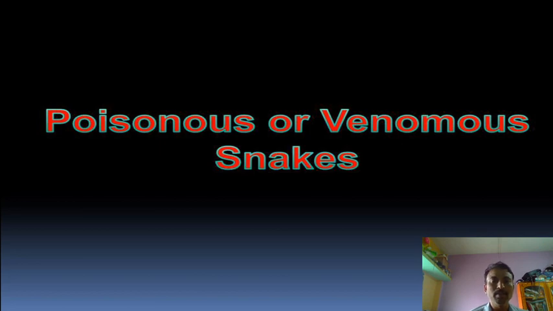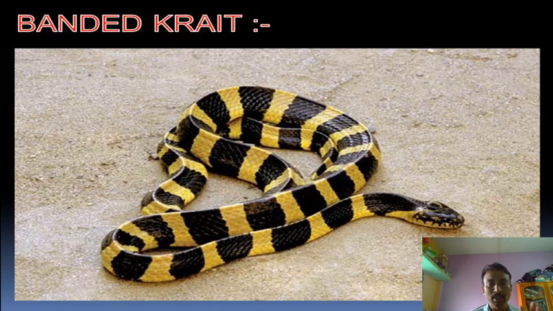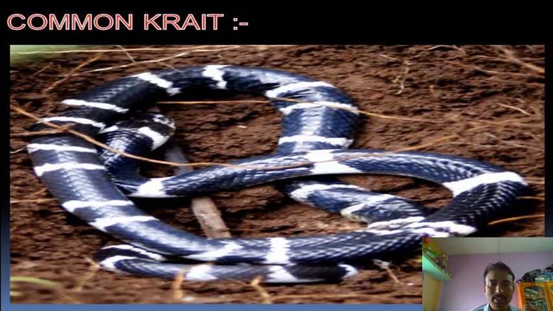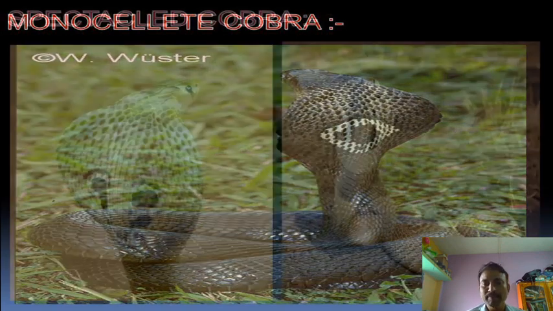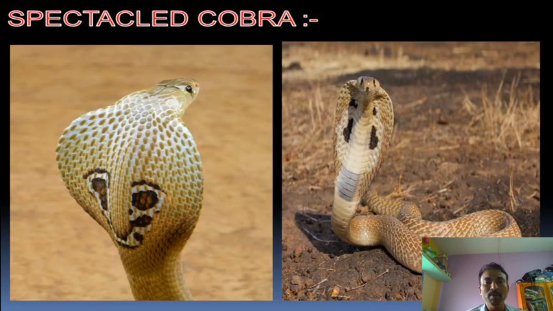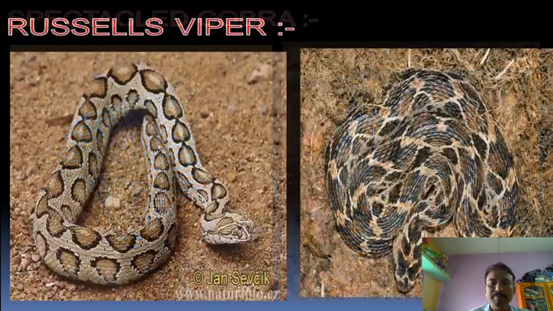Now we are going to focus on the poisonous snakes. This is one of the very dangerous poisonous snakes, a krait, called the banded krait. Then this is the common krait, which is neurotoxic. This is also a neurotoxic snake we call the monocellate cobra, because a single mark is present on the back side of the hood. This is the spectacled cobra, which has a mark like the number 10. It looks like a 10, hence we call it the spectacled cobra.